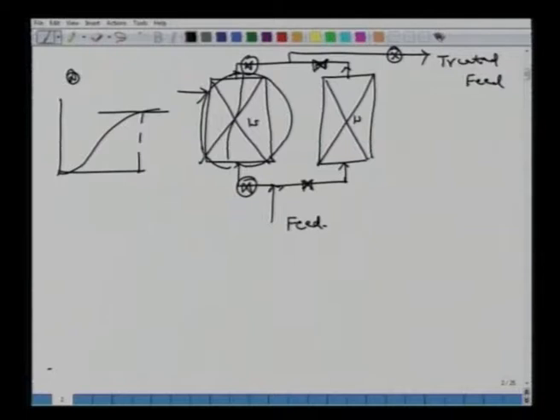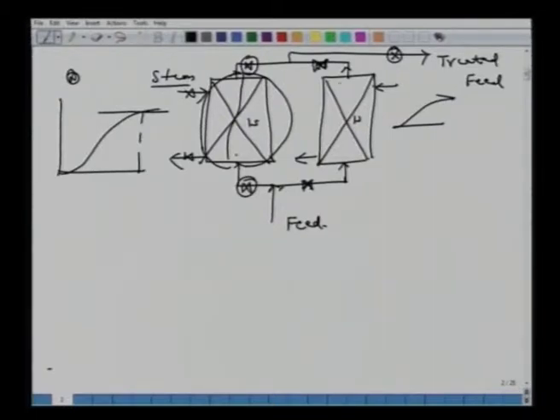So maybe you will bring in some steam or some fresh fluid to regenerate this. So that time you have regeneration. And after some time, when this bed has reached a saturation level, then you will close this, feed will come to this. Now we will start regenerating this bed. So this is the way the process is made continuous.